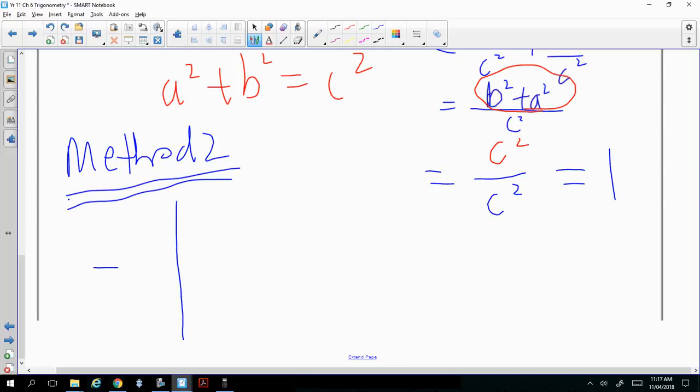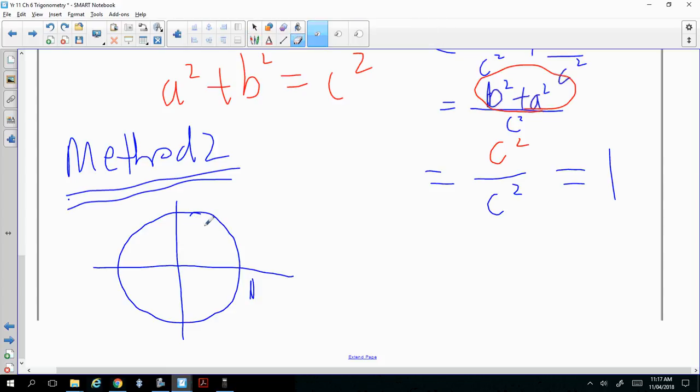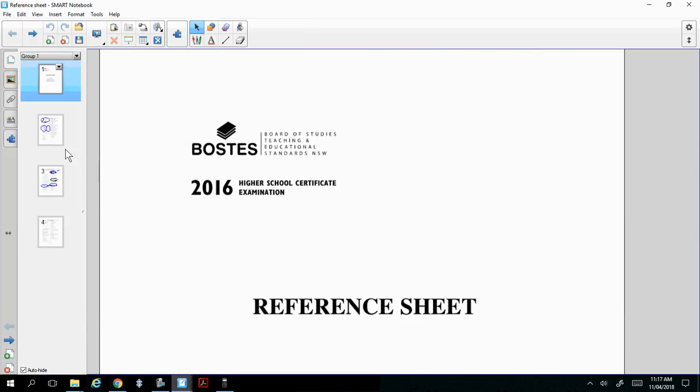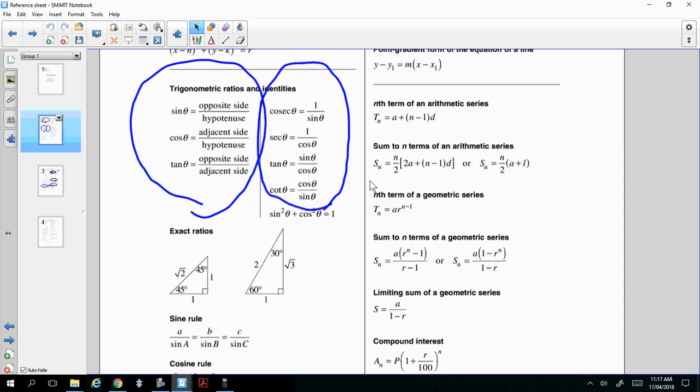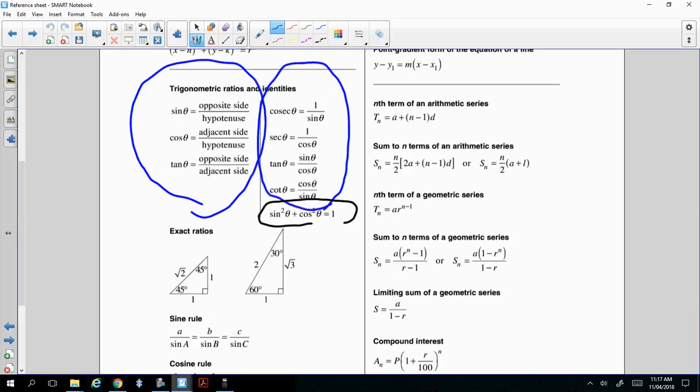Okay, now, formula sheet. Can you see that one there? Now you know where that comes from. This one here: sine squared plus cos squared equals 1. So it's complete. They give you this one. Alright, so that's all they give you. There's another one you have to learn, but I will show you in a minute.